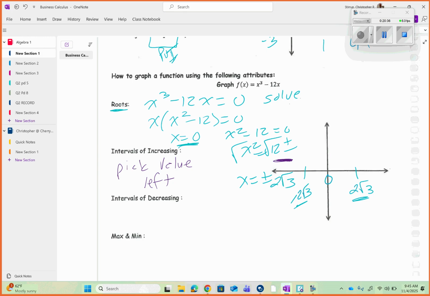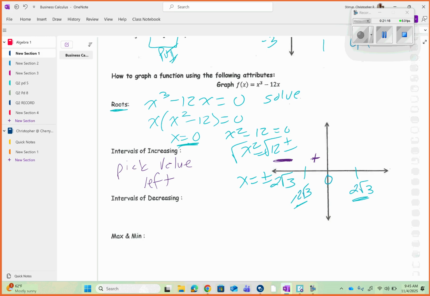Then I have to pick a value between 0 and negative 2 root 3. A value that might work easily is negative 1, which is right here. If I take negative 1 and plug it in, I'm going to get negative 1 plus 12. Negative 12 times negative 1 is positive 12. Negative 1 plus positive 12, positive or negative? Okay, that's positive.